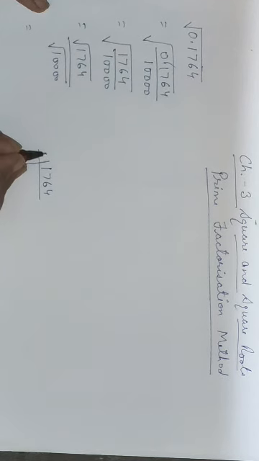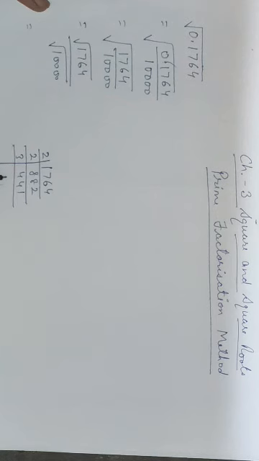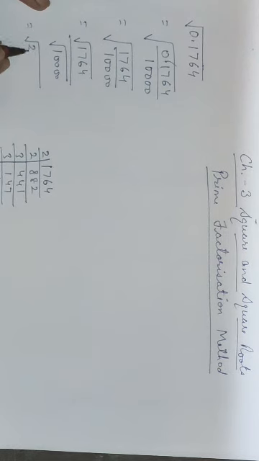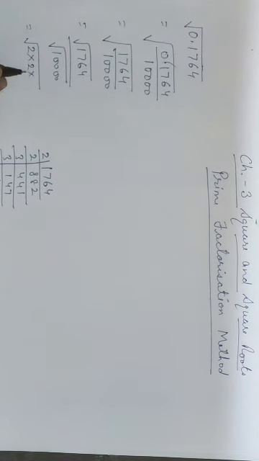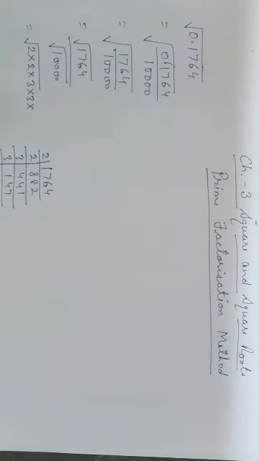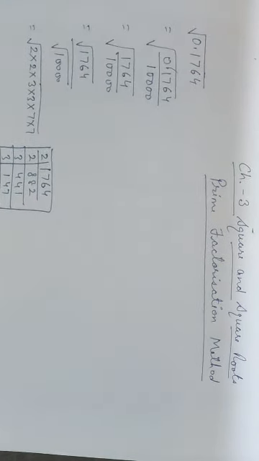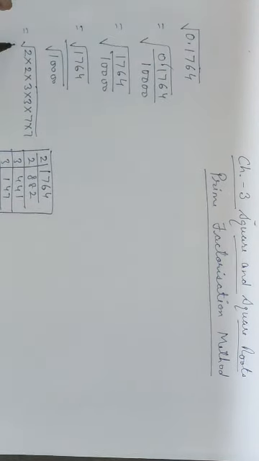1764. Factors are, I am dividing by 2, again by 2, now by 3, by 3 again, now it will go by 7. So these are the factors of 1764. Now I am writing it here in this place. So these are the factors of 1764: 2 into 2 into 3 into 3 into 7 into 7.